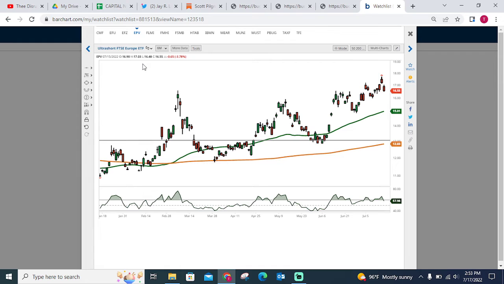Now let's get back into this. This is an ultra short Europe. So if you specifically wanted to be shorting Europe, this would work, but again, obviously it had a rough day and went down. And so we have more of these. Let's see what we got.